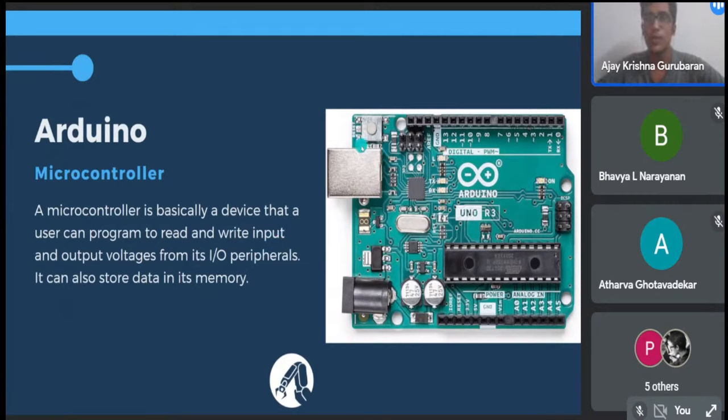The one that you see on the right is the Arduino Uno that you'll be using for both the mini projects. These are the pins where you will connect different components, program the microcontroller and control them basically.